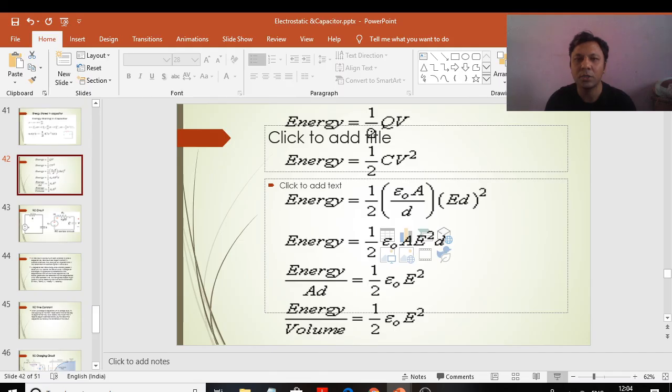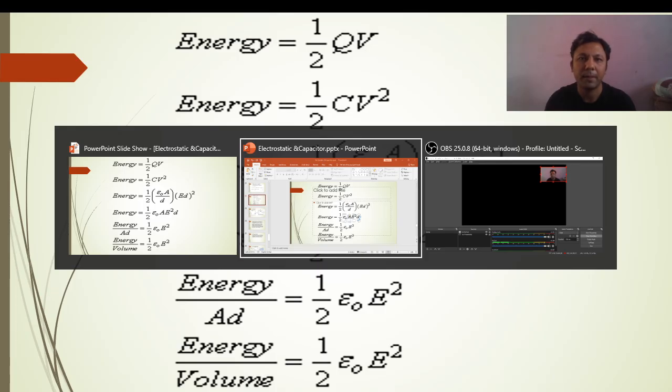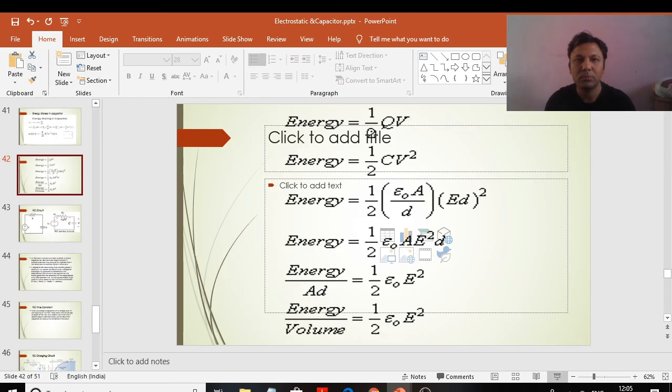There are also some other equations that are used to find the energy. Look at this: 1 half QV, 1 half CV square, 1 half epsilon 0 A into E square into d. These are the equations to find the stored energy of a capacitor.